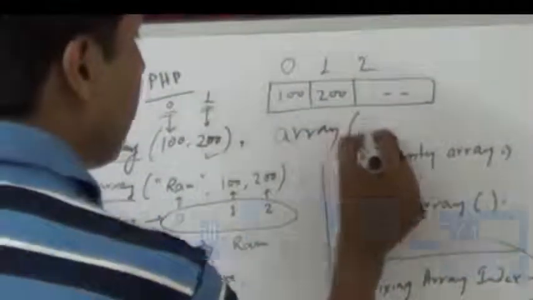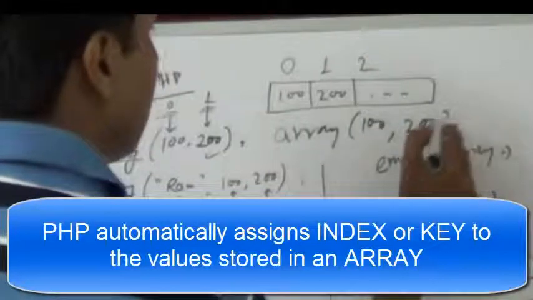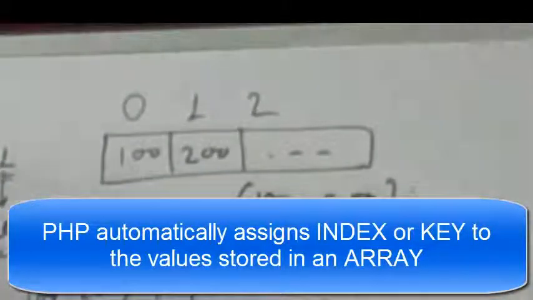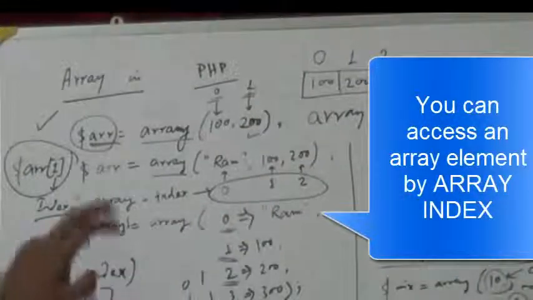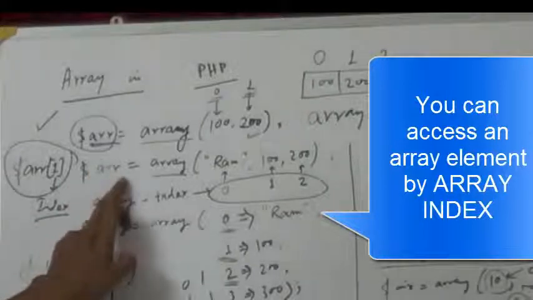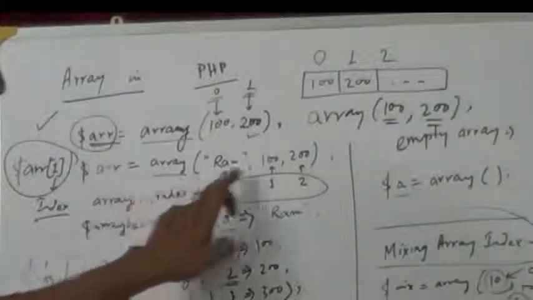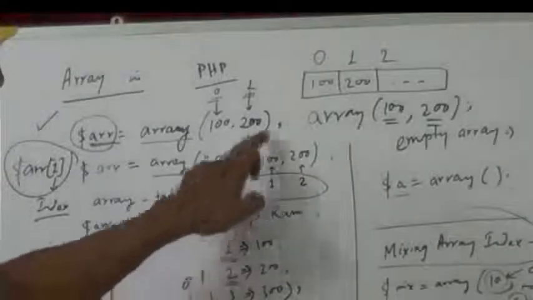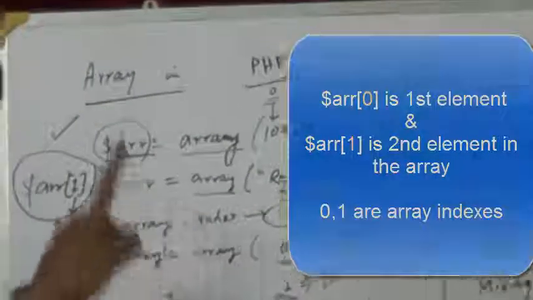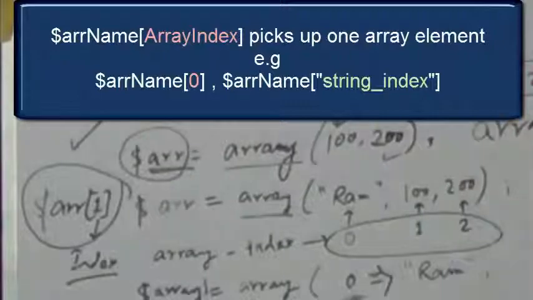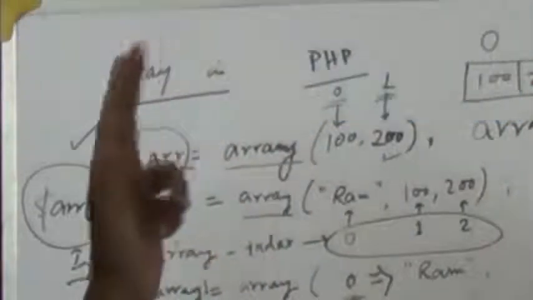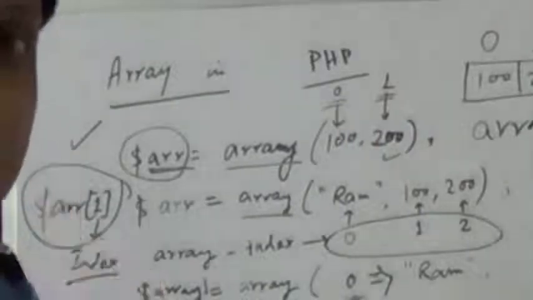And when you write array, 100, 200, these are values, which are called array elements. PHP automatically assigns the array index to the elements. This is done implicitly, automatically. So when you write $array, this is the array variable, you have to write array and the values or elements here. Here is a string, these are numbers. PHP automatically assigns array index 0, 1, 2 for the consecutive elements. This is done automatically. Also you can define the array index explicitly by yourself.